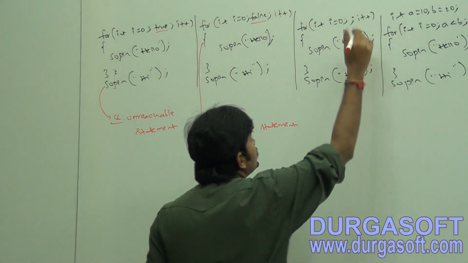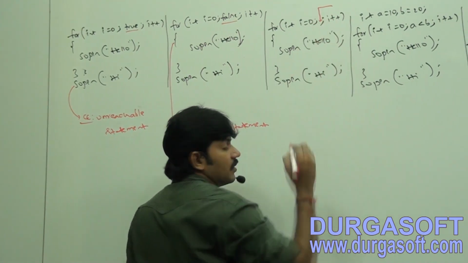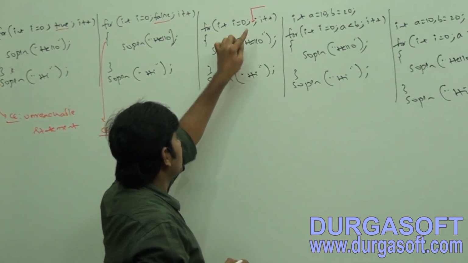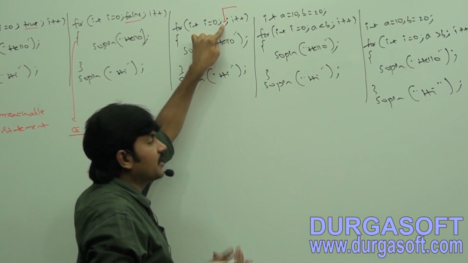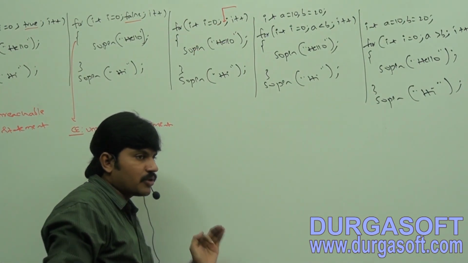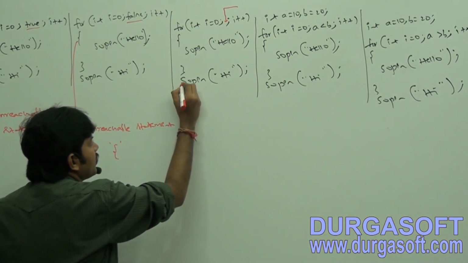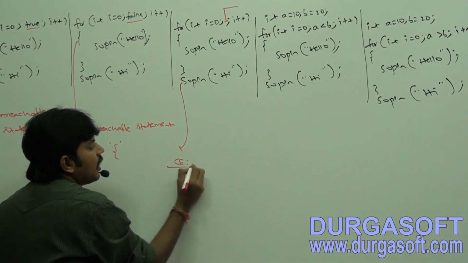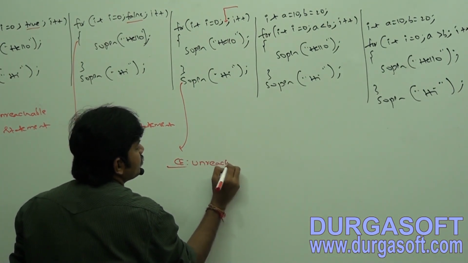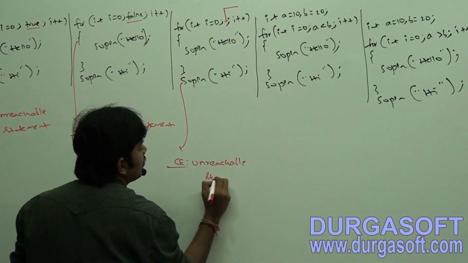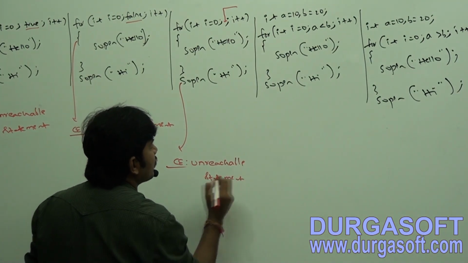Next, this one is nothing but what? True or false? This one is true, because if I am not taking anything, compiler is always going to place a true. If it is true, keep on executing. When will this one get the chance? Unreachable statement.